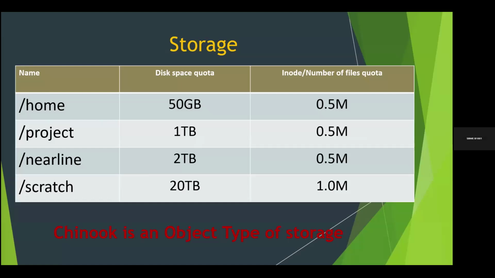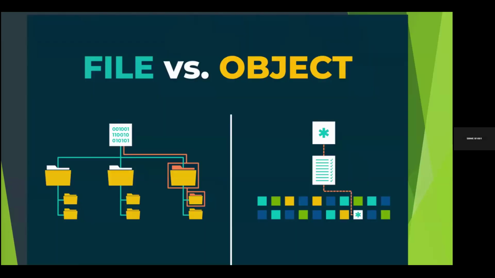Now, Chinook is slightly different, once again, because Chinook is an object storage. So what is the main difference between a file system, file storage, and object storage? In a file system, as you can see here, Jacob was talking about this as well. I just mentioned this structure. In essence, this is a very beautiful ordered directory type, file type structure.